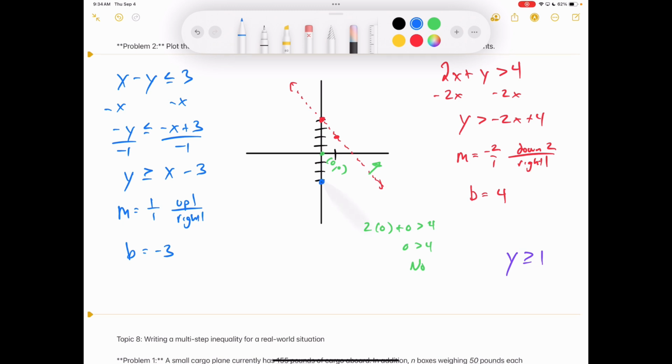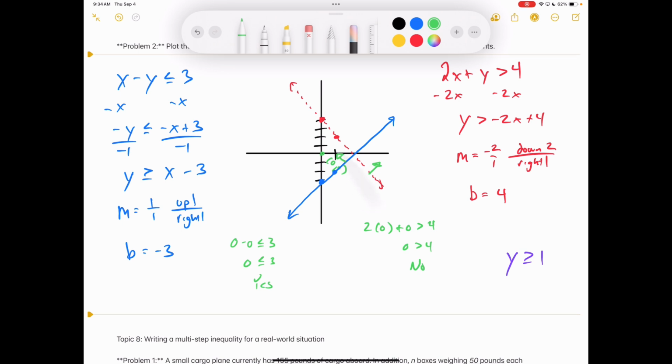So I start at -3 and I go up 1 to the right 1. This is a solid line because it's greater than or equal to. So I should shade above it, but we'll plug in 0, 0. 0 minus 0 is less than or equal to 3. 0 is less than or equal to 3. So I shade towards 0, 0.